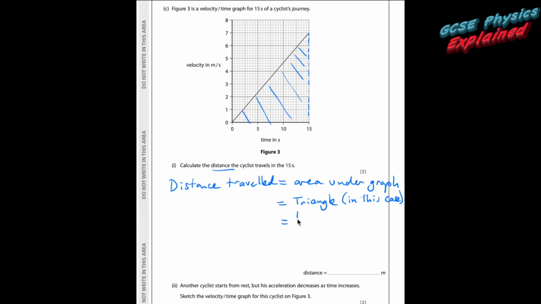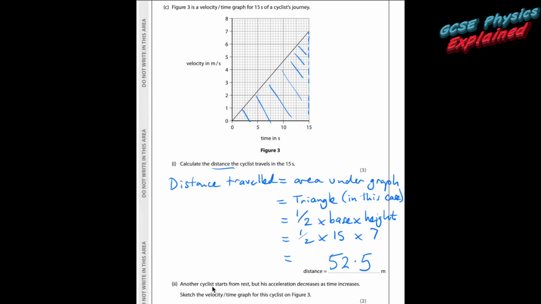And to get the area of the triangle, you do a half times the base times the height. So that's a half times the base, which goes from 0 to 15, so that's 15, and the height goes from nothing all the way up to 7, so that's 7, and that equals 52.5 meters.